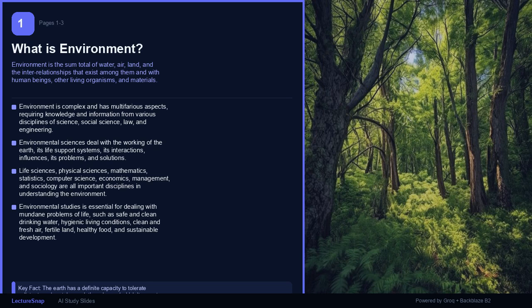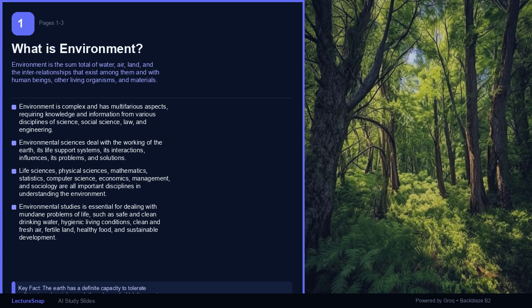Think of it this way. Imagine you're on a hike in the woods, surrounded by trees, birds, and a gentle stream. The environment is all that you see, hear, and feel in that moment. It's the air you breathe, the water you drink, and the soil beneath your feet. But it's also so much more than that. The environment is influenced by our actions, and it affects us in return.